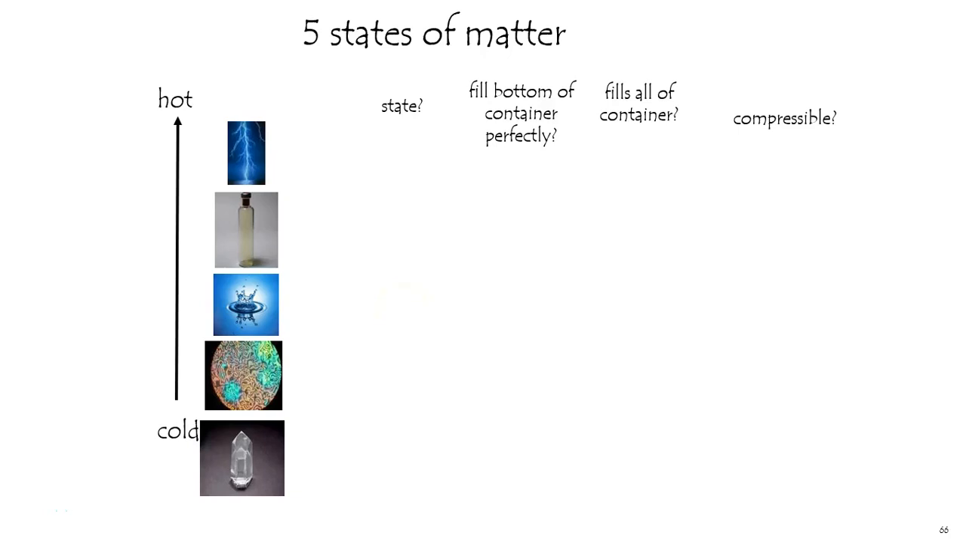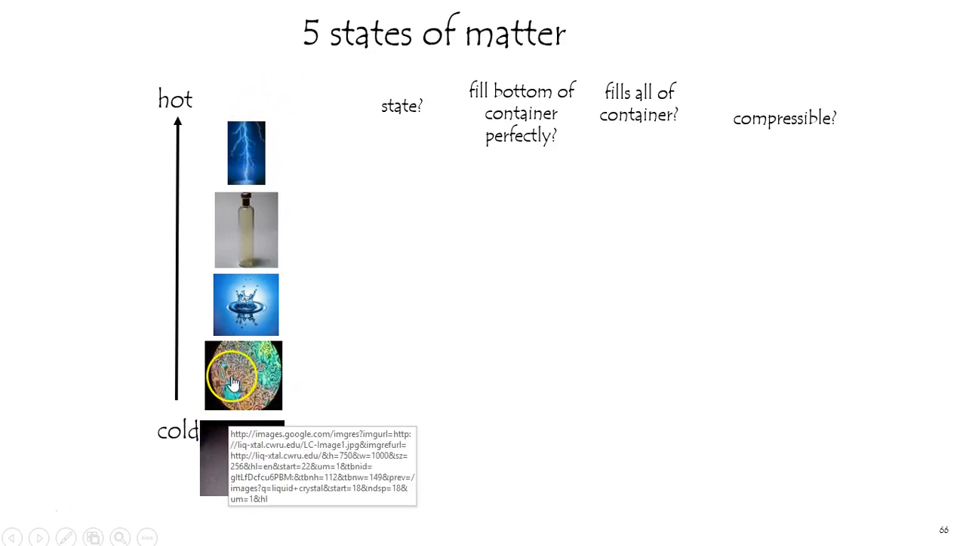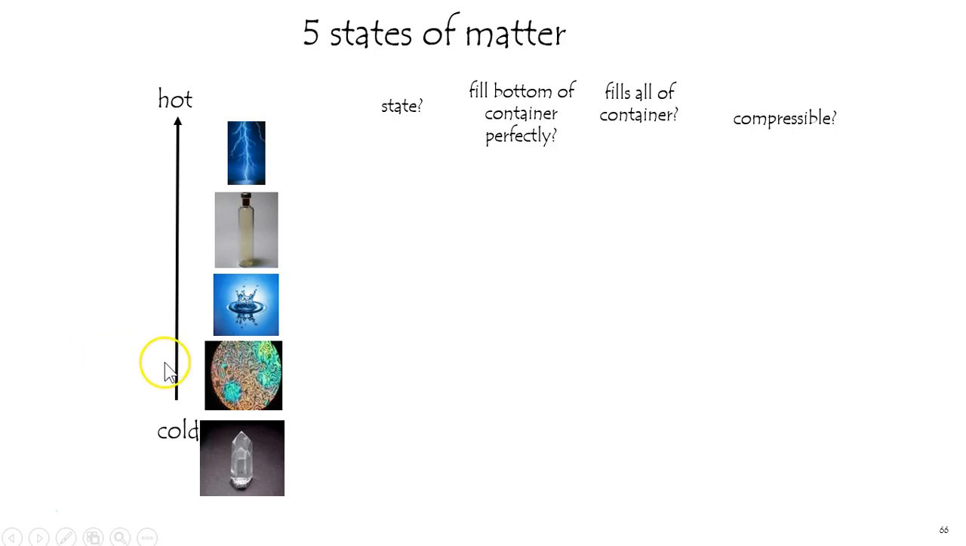Hey, you're listening to Dr. B, and let's have a look at, count 'em, five states of matter. Going from cold to hot, a substance may be in any of these five phases. Now, two of them are a little weird. This one here is definitely non-classical, but it shows up sometimes, so we might as well learn it.